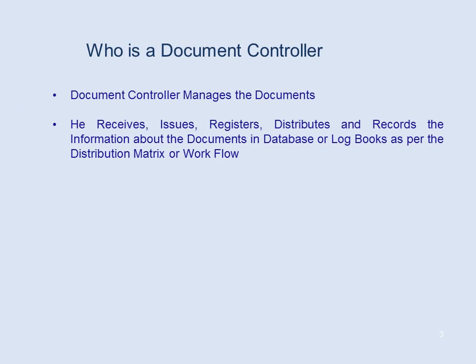Who is document controller? Document controller is a person who manages the document. He receives, issues, registers, distributes and records the information about the documents in database or logbooks as per the distribution matrix or workflow. So he is the controller. He controls all the incoming and outgoing documents.